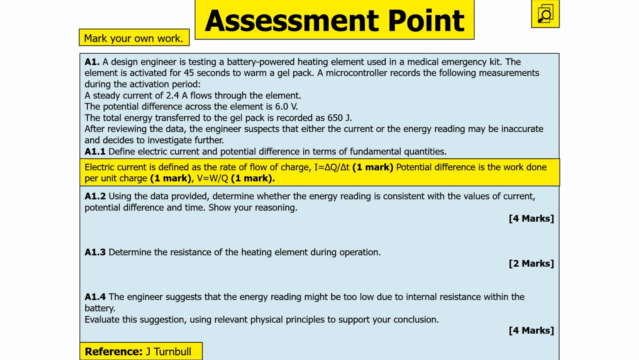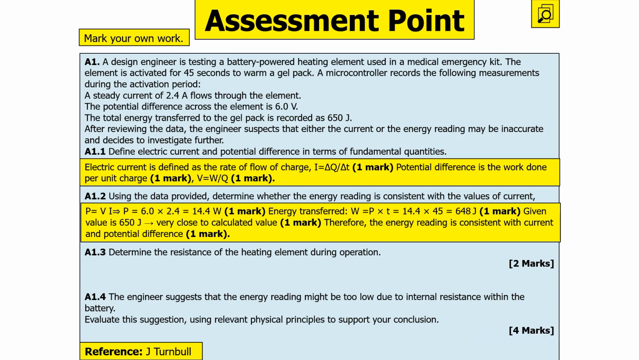Now we know from the information provided that the power is equal to voltage times current, so it's 6 times 2.4, so that's 14.4 watts. Now energy transferred is power times time, so it's going to be 14.4 times 45 seconds, so it's 648 joules. Given that the value stated in the question is 650 joules, that's very close to the calculated value, indicating that yes, the energy reading is consistent with the current and the potential difference.